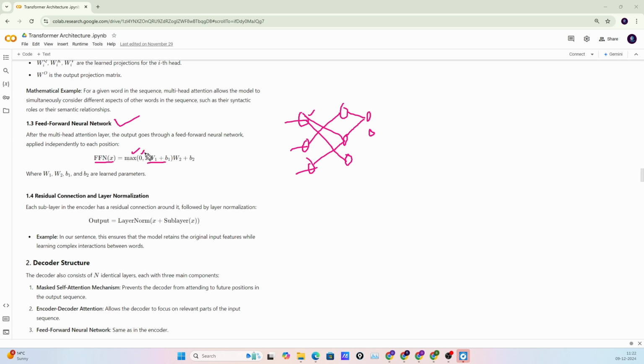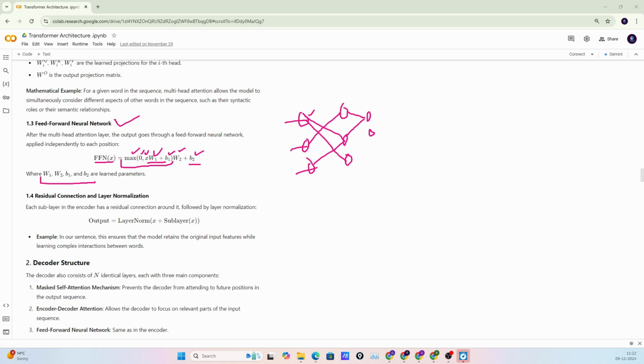Similarly, this is the feed forward neural network, and the activation function is max(0, xW1 + b1), where x is the embedding in this case, W1 is the weight, and this is the bias. This is the ReLU activation function, and then we have W2 and again the bias. So W1, W2, b1, b2 are also learning parameters. During fine tuning and training of our model, our objective is to find the best W1, W2, b1, b2.